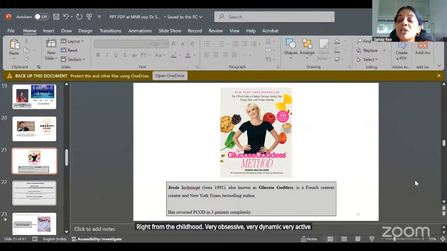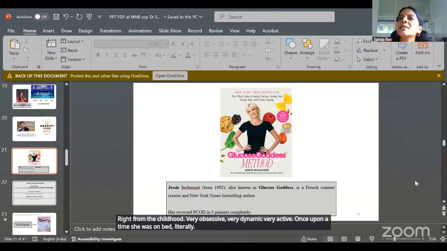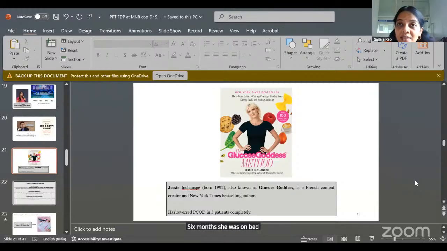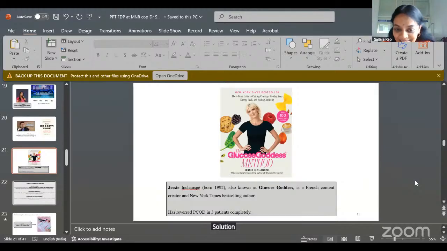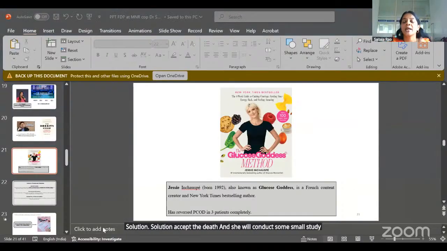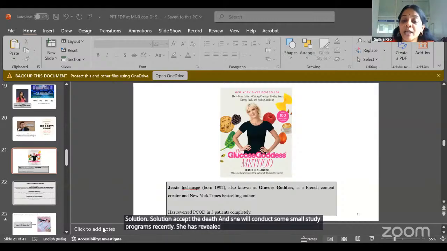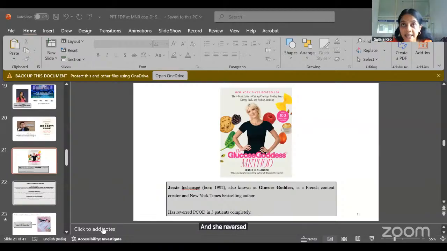Once upon a time, she was literally on bed. For 6 months she was on bed. She thought that life was over, it has gone. I'm completely lost, now I have to die. There is no solution except death. And she conducts some small study programs. Recently, she revealed one study she did on 3 patients, and she reversed PCOD in them completely with a plant-based diet.